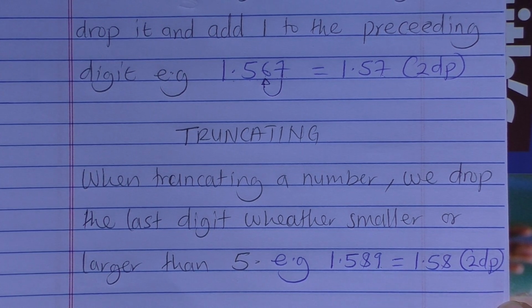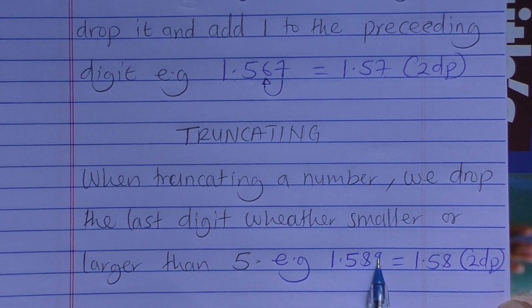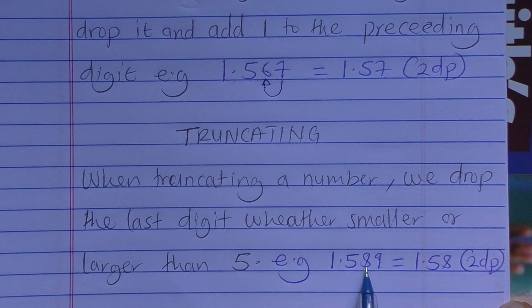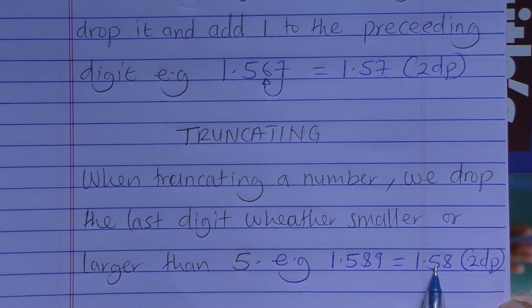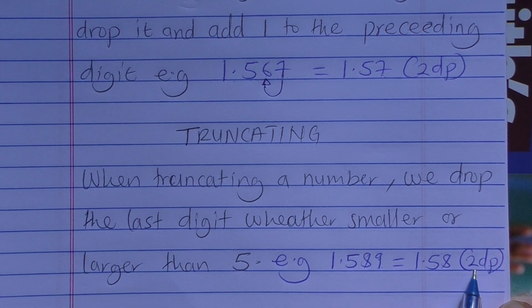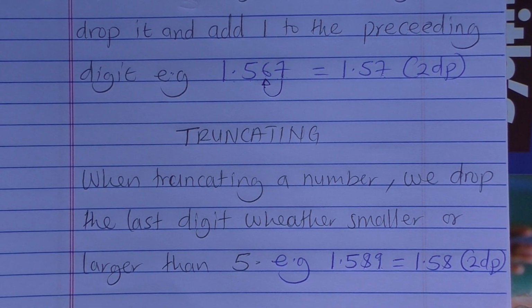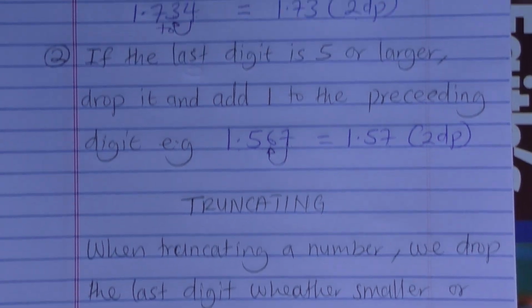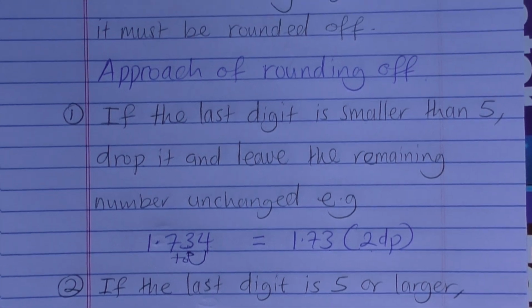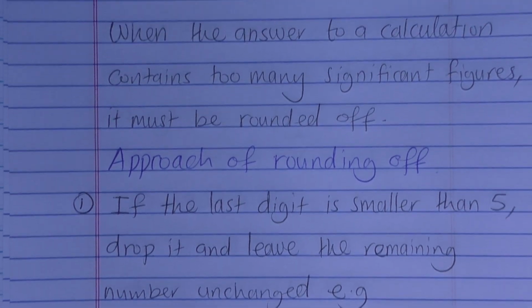If we want to truncate to 2, we shall drop the 9, no matter its effect, and we shall remain with 1.58 to 2 decimal places. That's what we mean by truncating. Hope now we know how to round off and how to truncate.